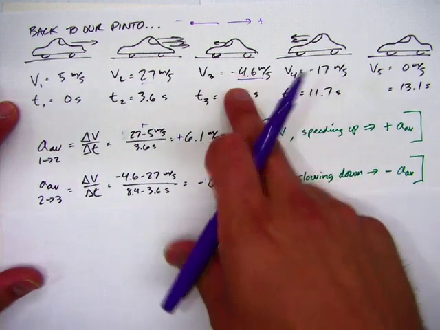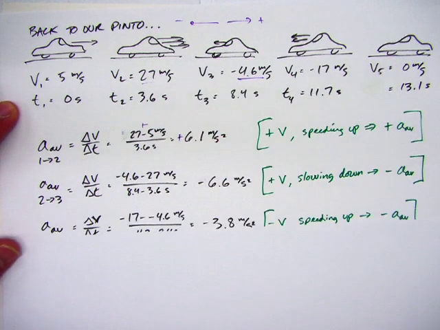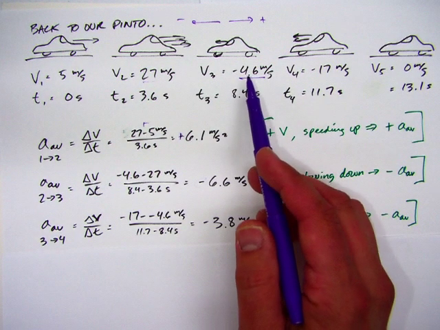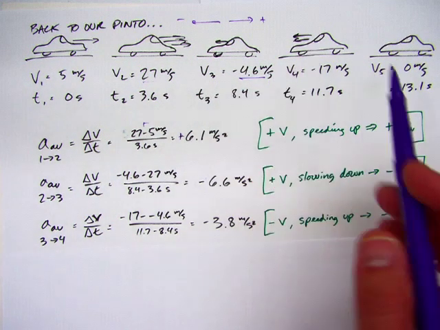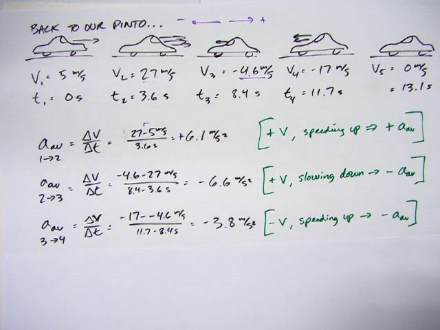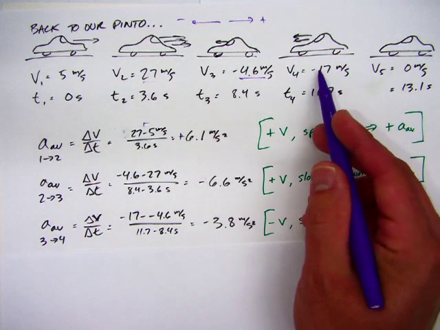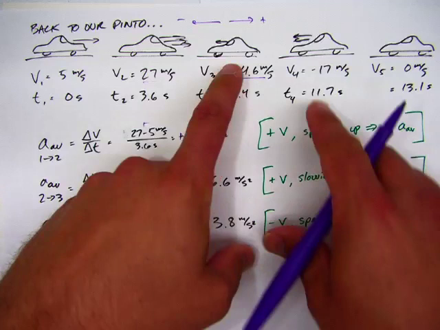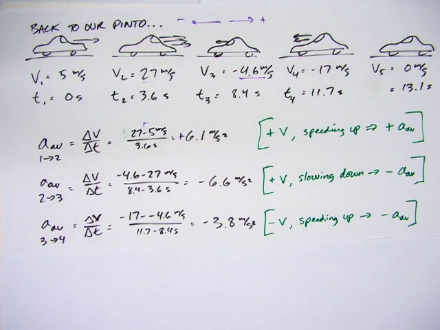Well, what about from stage 3 to stage 4? In stage 3 to stage 4, he starts at a velocity of negative 4.6 meters per second, and he ends at a velocity of negative 17 meters per second. So he's moving faster, but he's moving faster in the negative direction, to the left. Don't be confused between velocity and speed here, right? The fact that 17 is greater than 4.6 means faster. The fact that it's negative just means the direction, to the left.